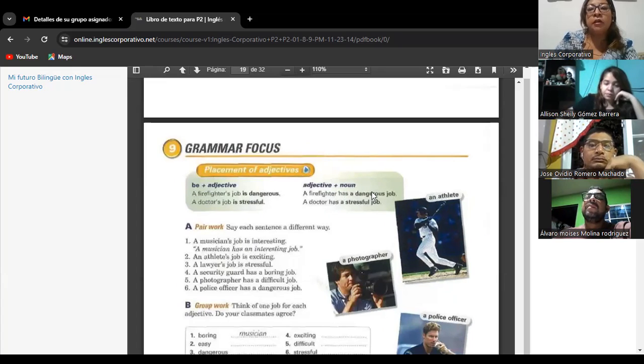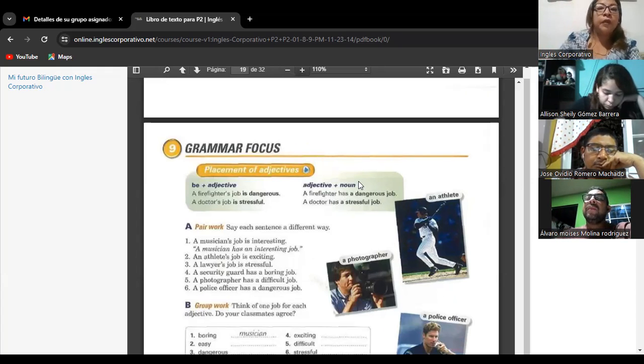Okay, we use an adjective to describe something about the subject. Acerca del sujeto de la oración, que en su mayoría de veces, it's a noun. It could be a person, it could be a place, it could be an animal. And if you are going to use an adjective with a noun, you start with the adjective. A firefighter has a dangerous, y en este caso el noun que está describiendo es job. A firefighter has a dangerous job. Está hablando del trabajo del bombero, que tiene un trabajo peligroso.